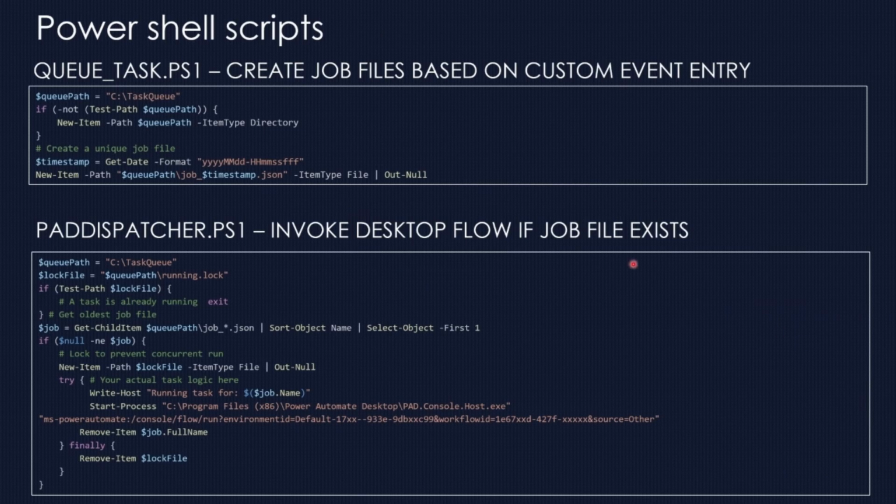All right, here are the PowerShell scripts that we have discussed. The queue task script is defined here. It's a very straightforward one. Whenever this script is executed, it will go to the queue path and then create a new job file. And the second one is the PAD dispatcher. This one will create a log file. If the task is not running already, it takes out the job file and executes the process.